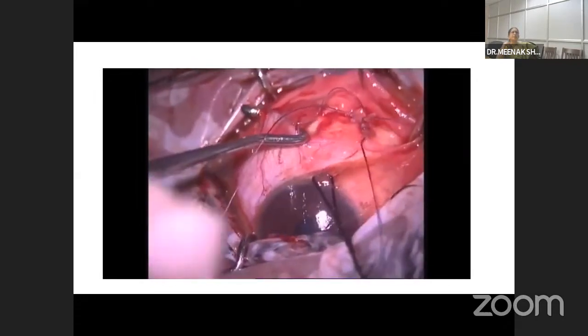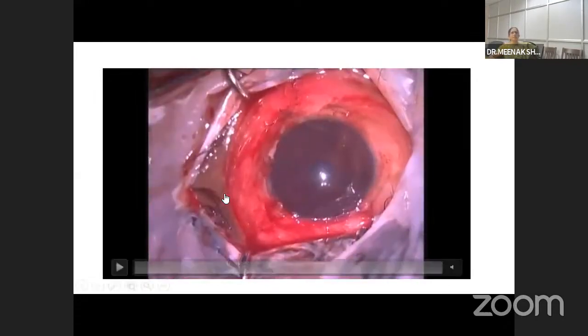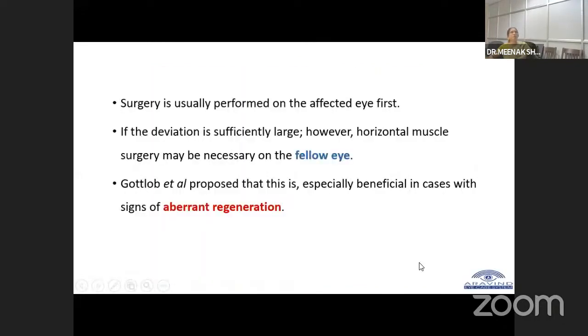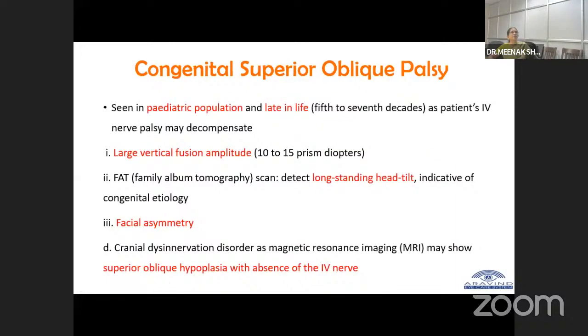One difficulty we can have is when you are dealing with the superior oblique. That is why we use a PTSO. It makes our job much easier. So usually we operate on the affected eye first, rather than the fellow eye. The fellow eye we can think of when you are having an aberrant regeneration, so that it has an effect of fixation due to suture.